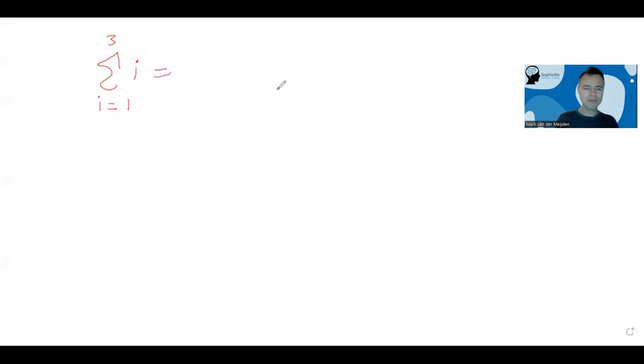Then what you're going to do is look at the first value that i will be. Well, that's the 1. Then it will make steps of 1 like this, and because we have a summation sign, we get pluses in between. If i is 1, then the value of my expression will also be 1. If i is 2, then the value of my expression will also be 2, etc. So this gives us 6.